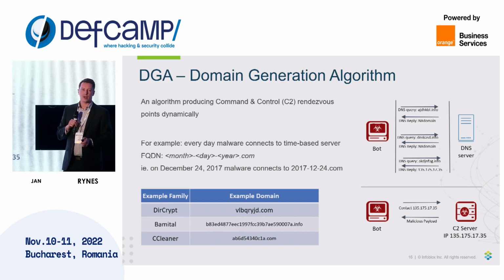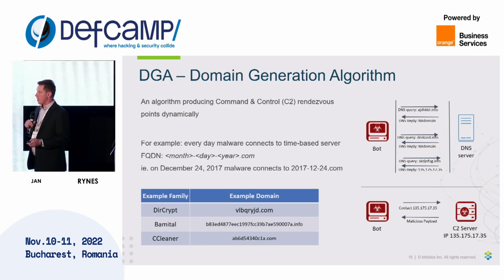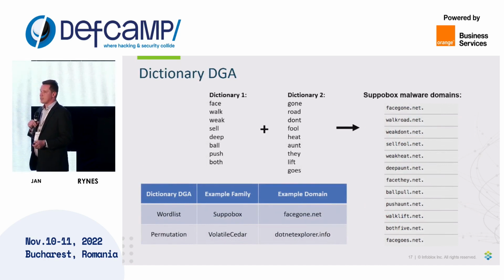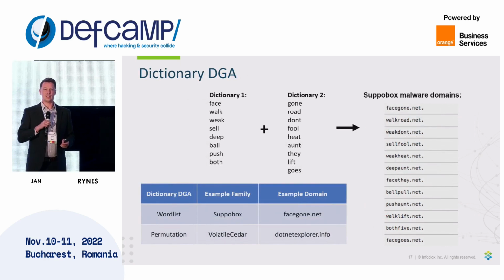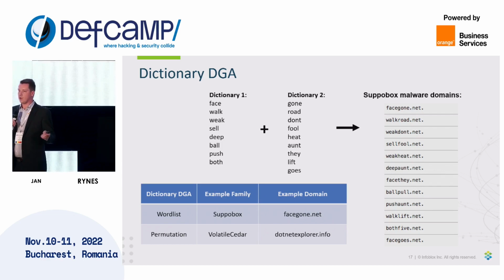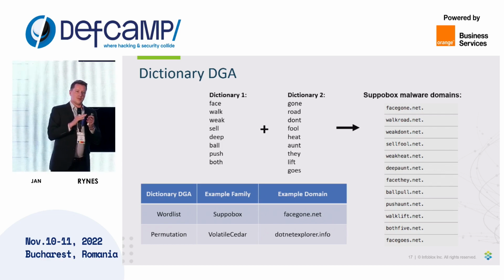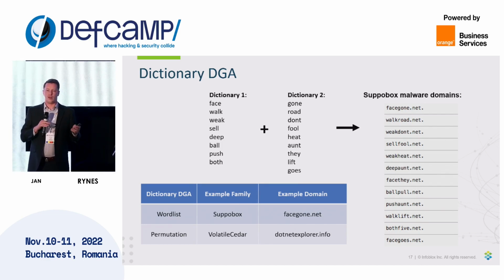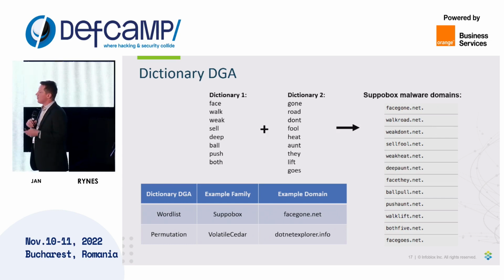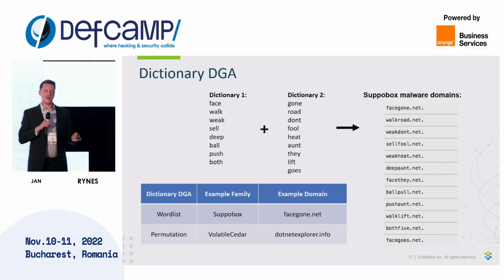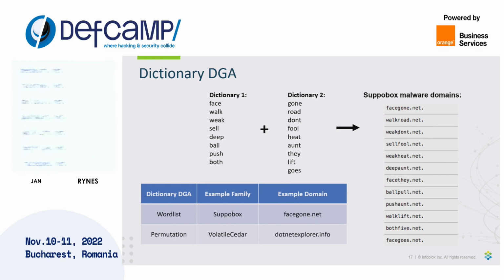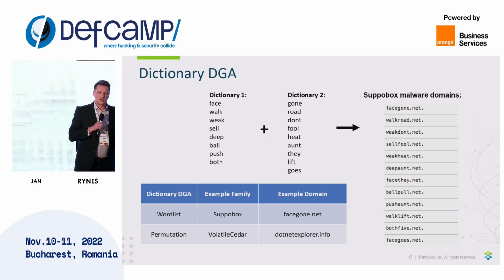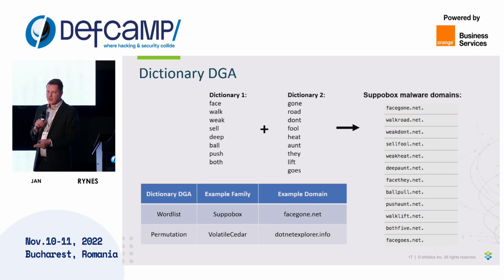So what did the attacker think of? Hey, let's create another way to generate the domain names. They created the so-called dictionary DGA. You take 2, 3, 4 different dictionaries and just place the words together to generate a domain name. If you have a look at this Suppobox example, a smaller family that is using it, tell me what is wrong with facegone.net. Would you say, hey, that domain was generated? Most probably not. Because n-gram analysis is good, entropy is good, lexical analysis would be good, everything will be fine.